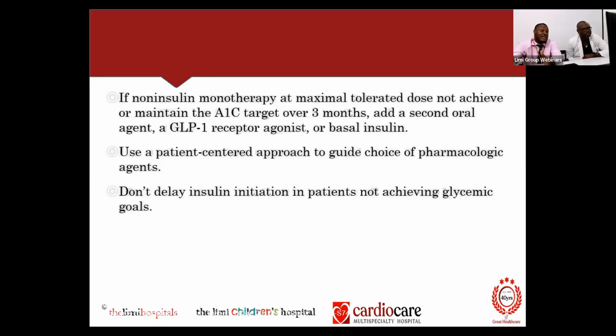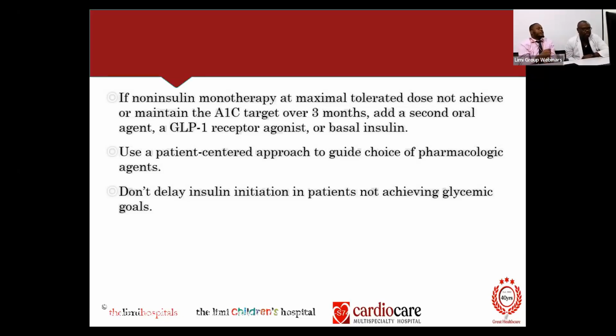SGLT2 inhibitors, that's empagliflozin and dapagliflozin, the new therapy on the market, can be very expensive. Some patients might not be able to afford that, so you want to listen to those patients and opt for something like a sulfonylurea or metformin. And like I mentioned, we shouldn't delay starting insulin in patients in order to achieve our glycemic goals.